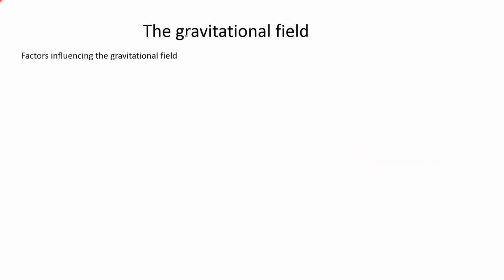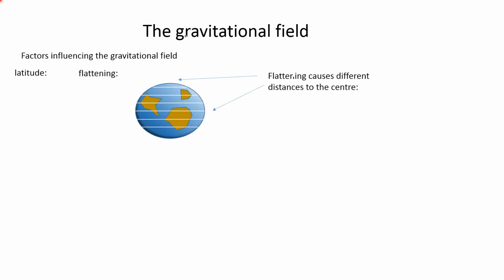The final factor influencing the gravitational field is the latitude. First, flattening. The Earth is not a perfect sphere. There is flattening, which causes different distances to the center. This distance is smaller than this distance. From the North Pole, you're closer to the center than from the equator, which gives a different r, so gives us a different gravitational field.